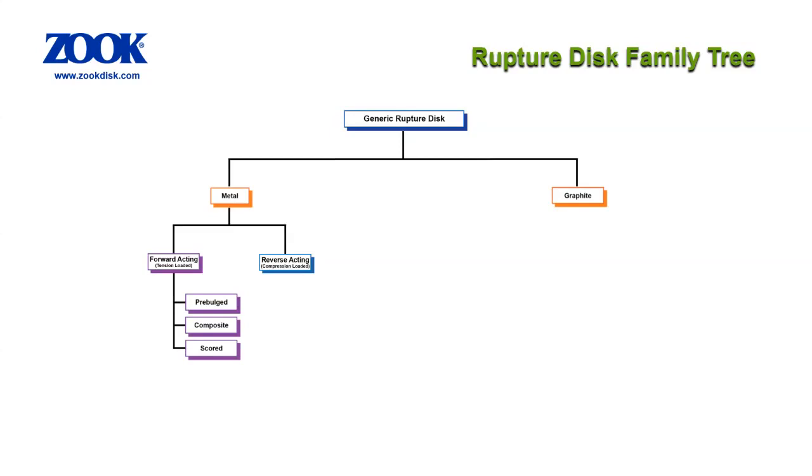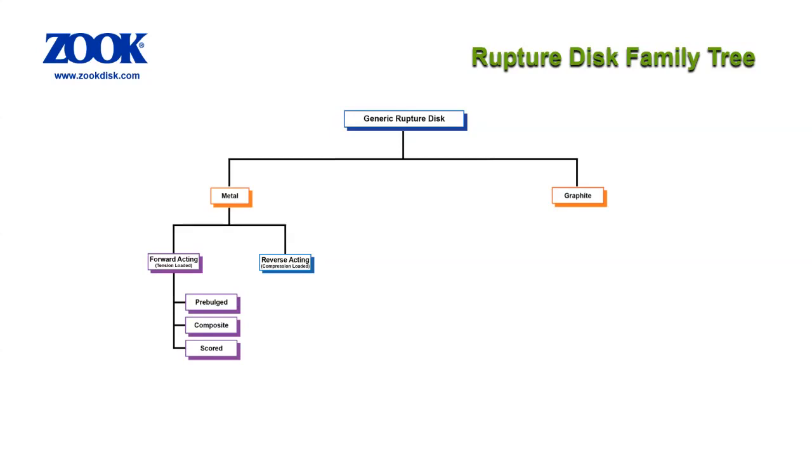There are several designs of tension-loaded discs available to allow better cycle resistance, burst control, or limit disc fragmentation. The three most common designs are the pre-bulge, composite, and Scott forward-acting discs.